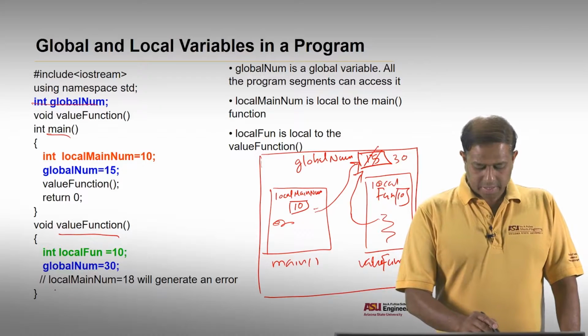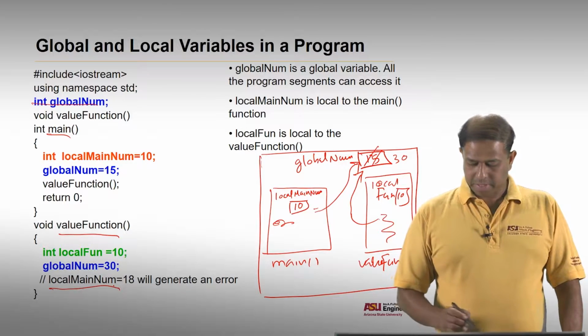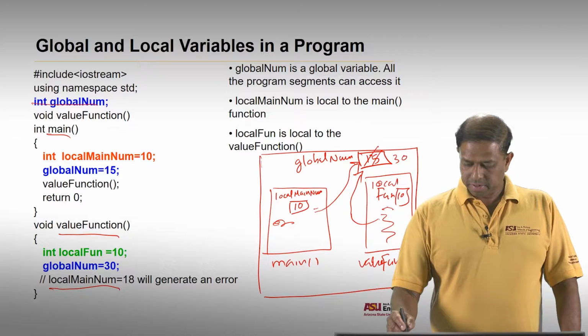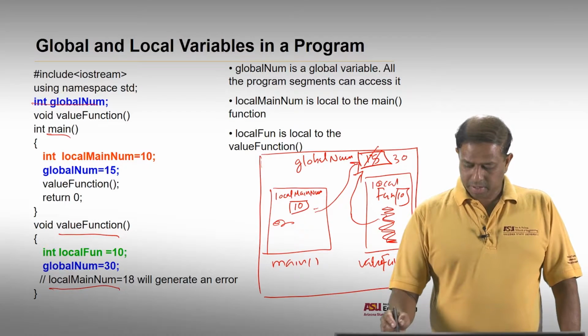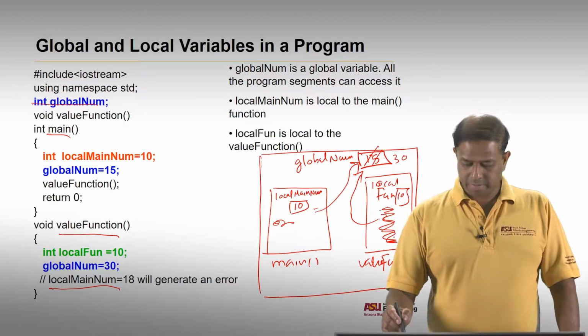Now if I write the statement local main num equals 18 inside the method, it's going to check whether there's something called local main num in the value function.